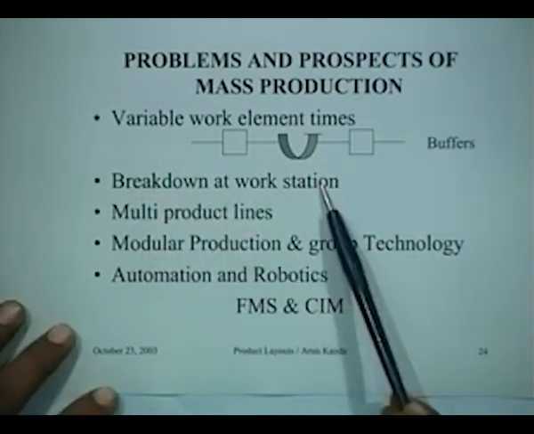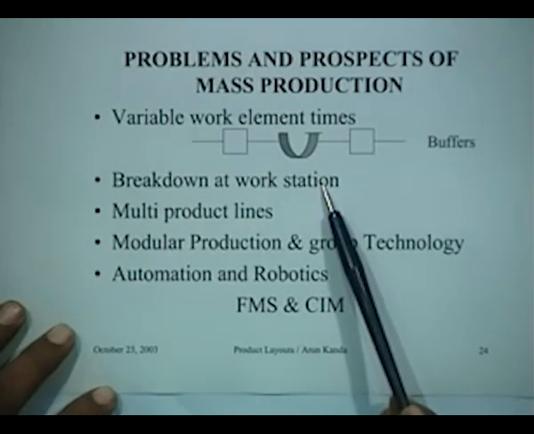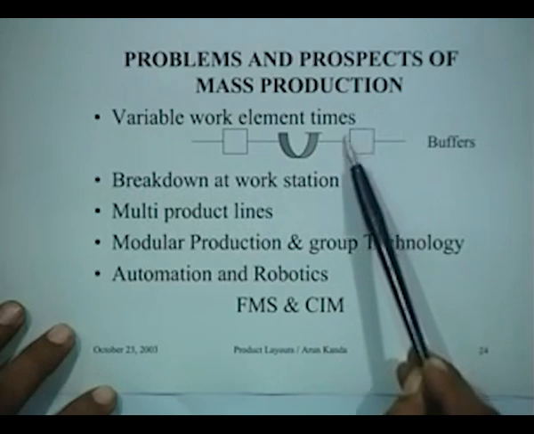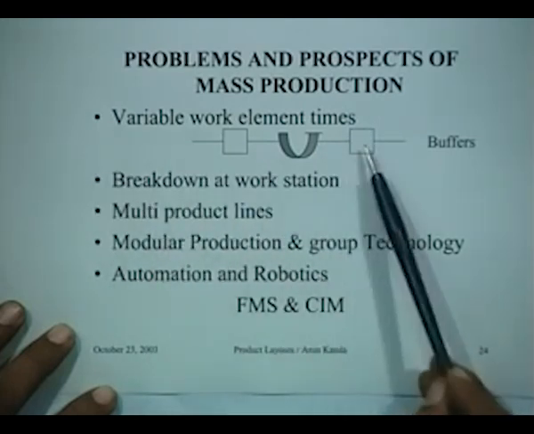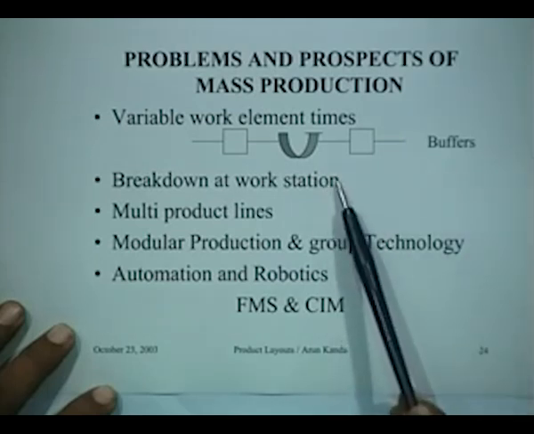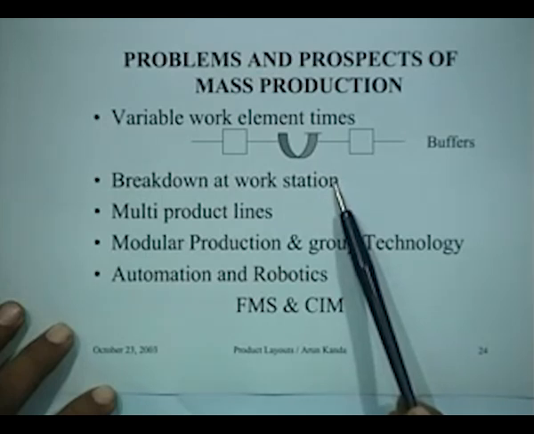Then there could be a breakdown at a workstation. So if there is a breakdown at a workstation, what will happen? Since the line is all connected, where there is a breakdown, there will be flooding of parts, and beyond that there will be starving of parts. All the other machines will be starving. So that is why you have to get back into operation as early as possible. And we said the maintenance staff has to be very quick.